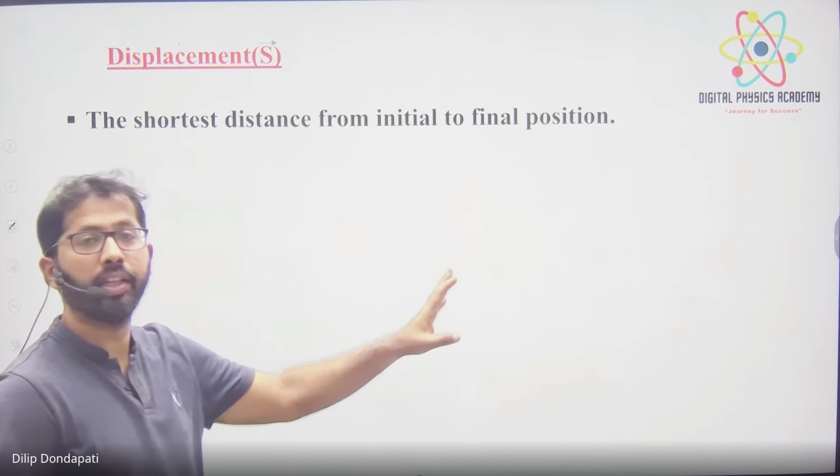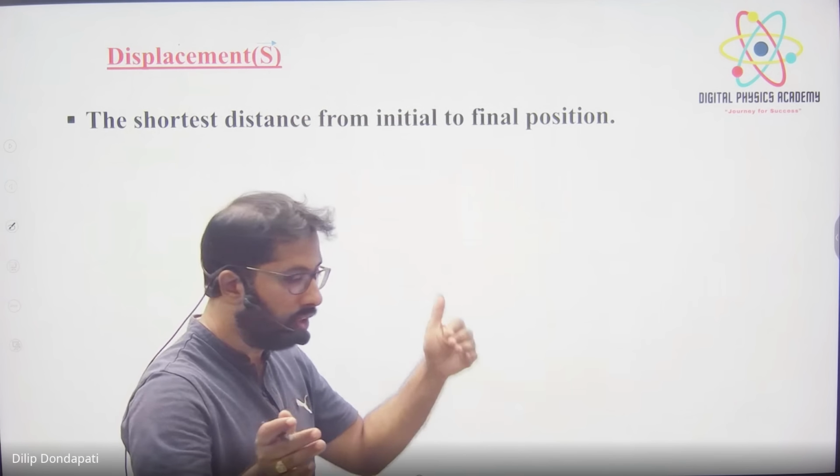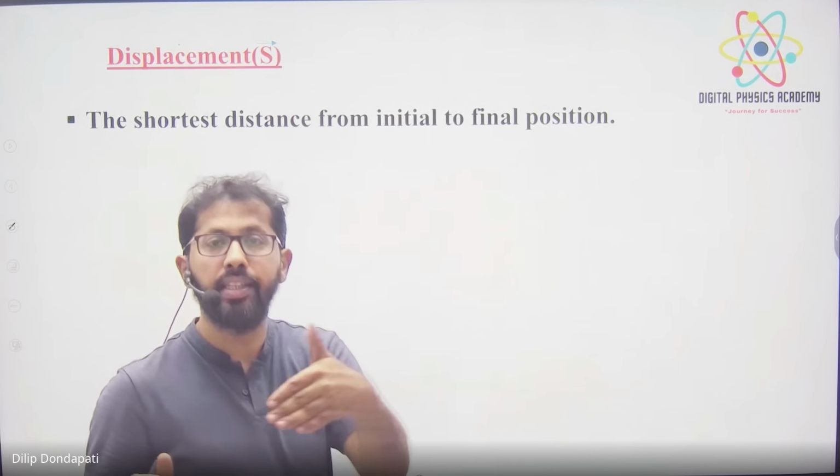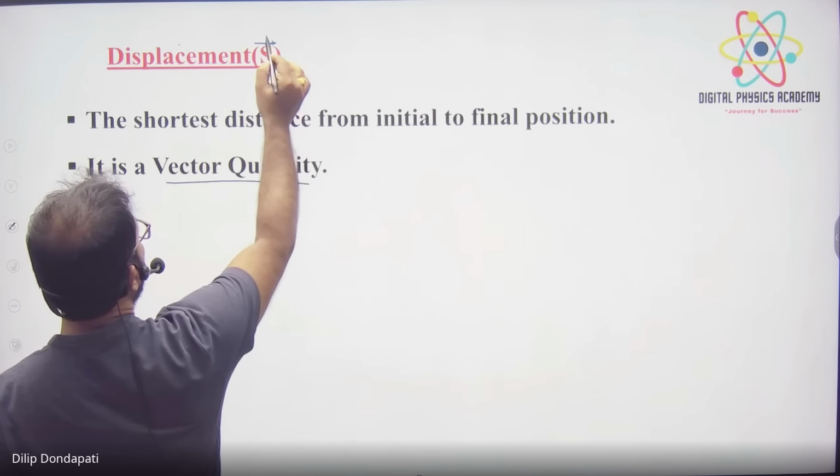Displacement is a vector quantity because we indicate direction. Initial position where, final position where, will join, right? That line is nothing but displacement. It is a vector quantity, both magnitude and direction will be there. That's why we represent a vector like an arrow.